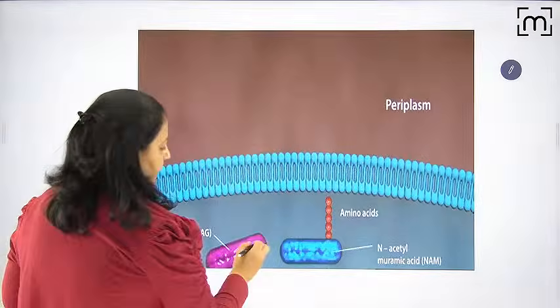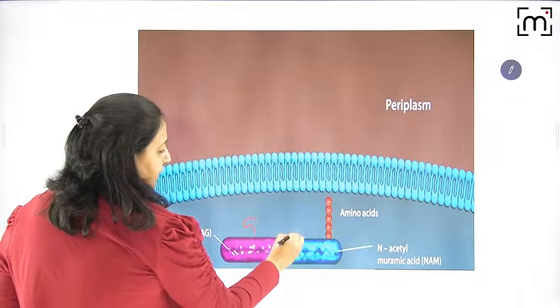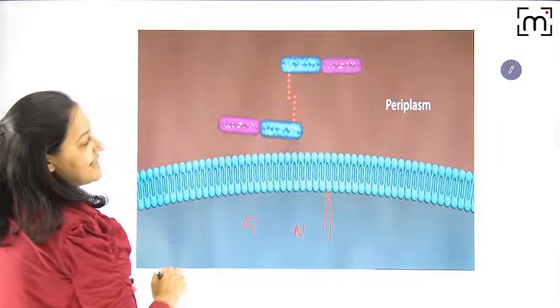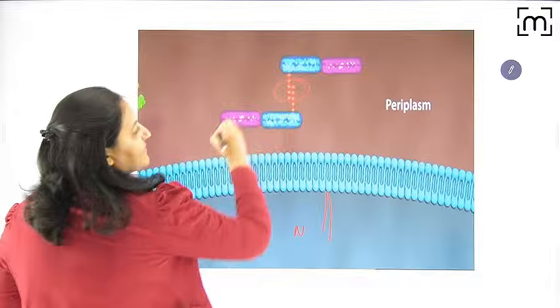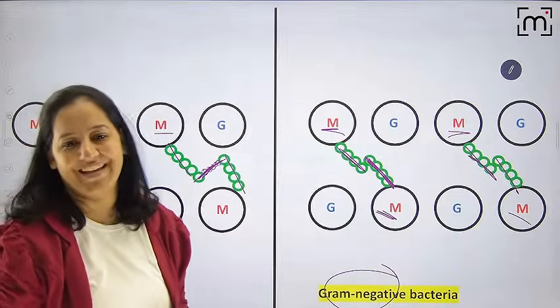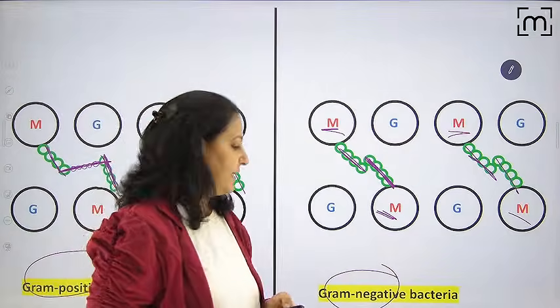Okay. See, this one is NAG, this one is NAM, this one contains the tetrapeptide chain. From the cytoplasm, it is moving into the cell wall. And this is cross-linking. Appreciate this is the enzyme, transpeptidase, which is coming and doing the cross-linking. Got it?